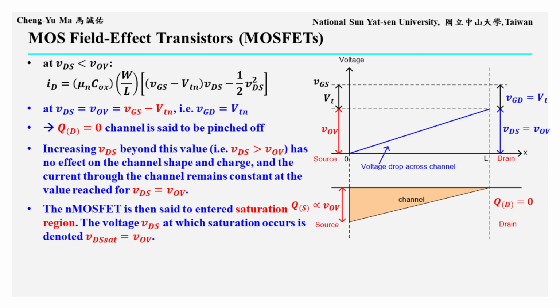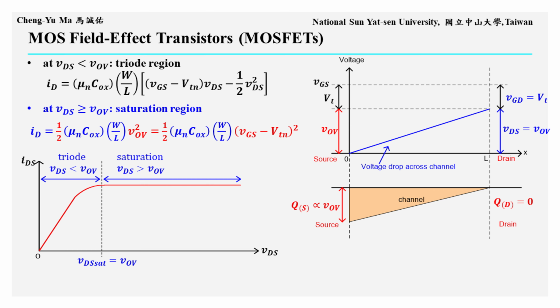This is called pinch-off. Once VDS increases beyond VOV, the channel charge distribution changes very little and remains triangular, so the channel current is almost constant. This operating condition is called the saturation region. The drain voltage at which saturation begins is denoted VDS sat, and VDS sat equals VOV. The saturation region current is the maximum current reached in the triode region equation.